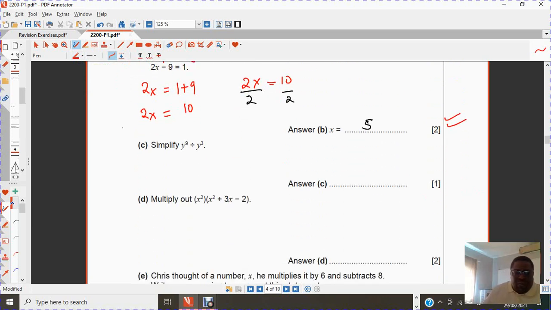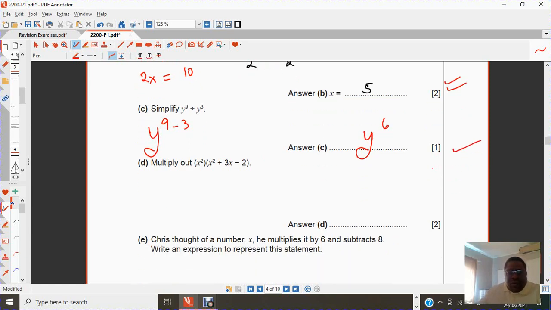Simplify. I hope you have done the work on indices. You know that when you're dividing and the bases are the same, you subtract the indices. Next one, you're supposed to multiply. So you've got this term multiplied into each of that. So you're going to have x to the power 4 plus 3x cubed minus 2x squared. Okay, so it's x to the 4 plus 3x cubed minus 2x squared.